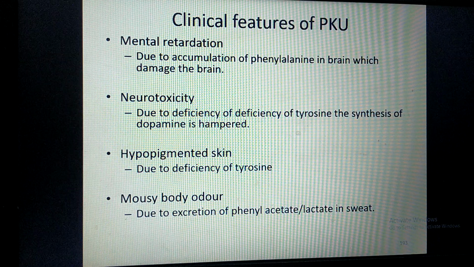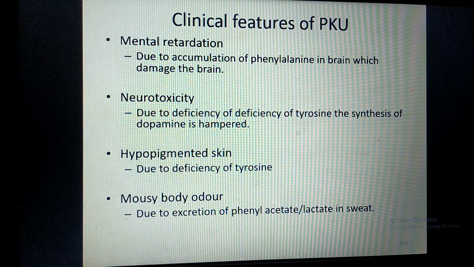First and most important is mental retardation. Here, accumulation of phenylalanine and its products in the brain leads to damage to the brain of a small baby. As this disease is present since birth, and brain development takes place up to 5 years of age, during that process these substances along with phenylalanine damage the brain and the patient has mental retardation.